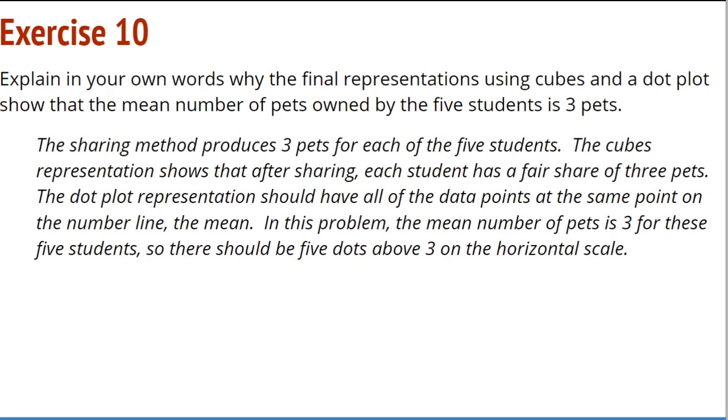Well, the sharing method produces 3 pets for each of the 5 students. The cubes show that after sharing, each student has a fair share of 3 pets. Fair share, an equal share. Each of them has 3 pets. The dot plot representation should have all of the data points at the same point on the number line, the mean. That's kind of a cool concept here. I think I'll bracket it.